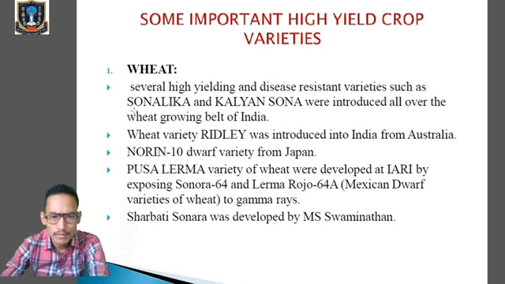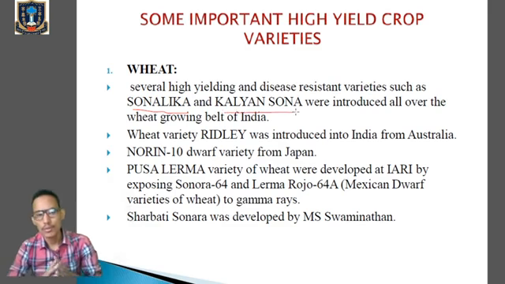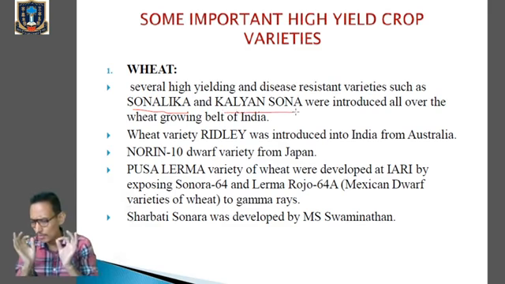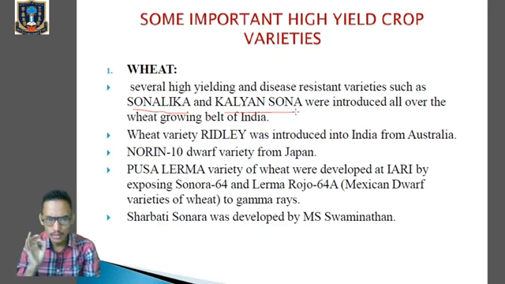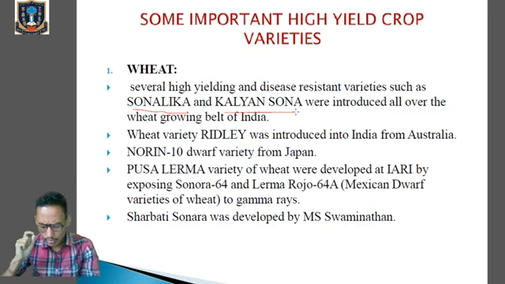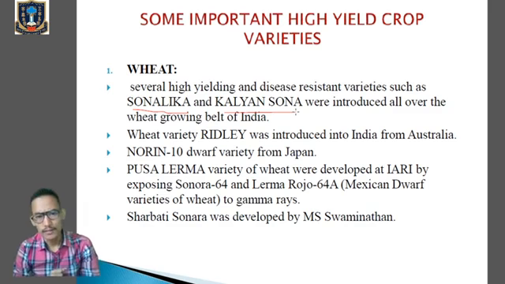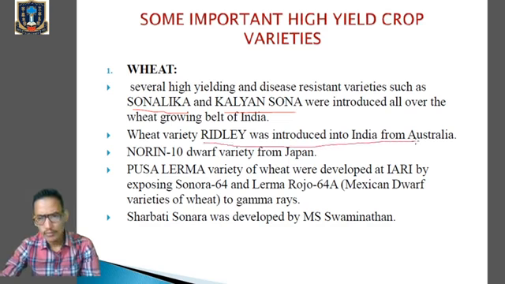Remember the varieties such as Sonalika and Kalyan Sona, which were introduced all over the wheat growing belt of India in 1963. Just remember the names of the wheat, Kalyan Sona and Sonalika. Then we have got wheat variety Wheatley, which was introduced into India from Australia. Then Oriental dog variety from Japan. Then Pusa Lerma, a variety of wheat developed at IARI.